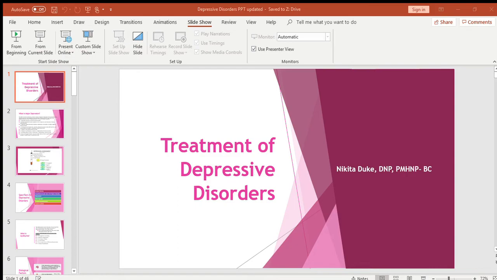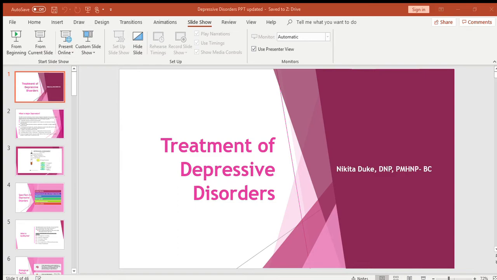NDRI, or norepinephrine dopamine reuptake inhibitor, right now just bupropion or Wellbutrin, and then the atypical, the vortioxetine or Trintellix. Like I said, it might be Brintellix in your book, but same thing. It's also going to work a little bit differently. So if we go through them, mirtazapine and trazodone are used for depression, anxiety, and off-label for sleep.